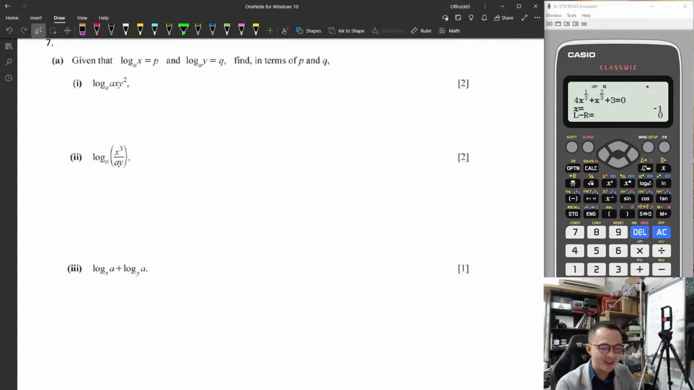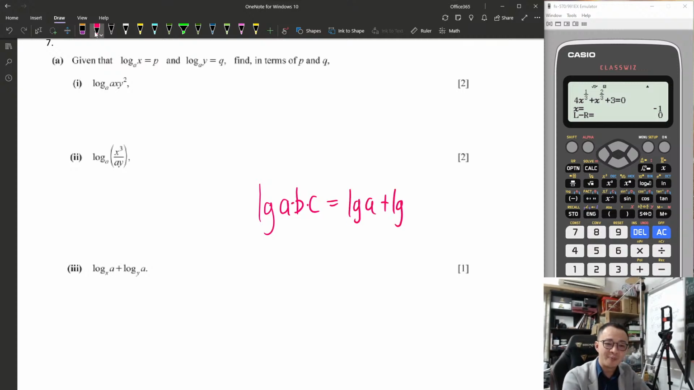Alright, let's see this log question. Okay, log_a x equals p and log_a y equals q. This is what the question tells us. So over here, if you have no idea, please mark down this rule. If log a, b, c are multiplied, I can say this is log a plus log b plus log c. So we can just expand them if they are multiplied. If today is log a over bc, I will say this is log a minus log b minus log c.